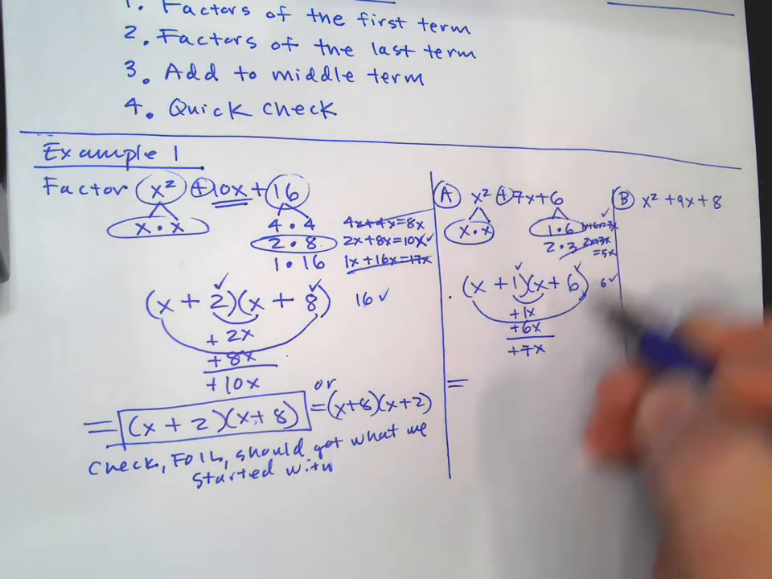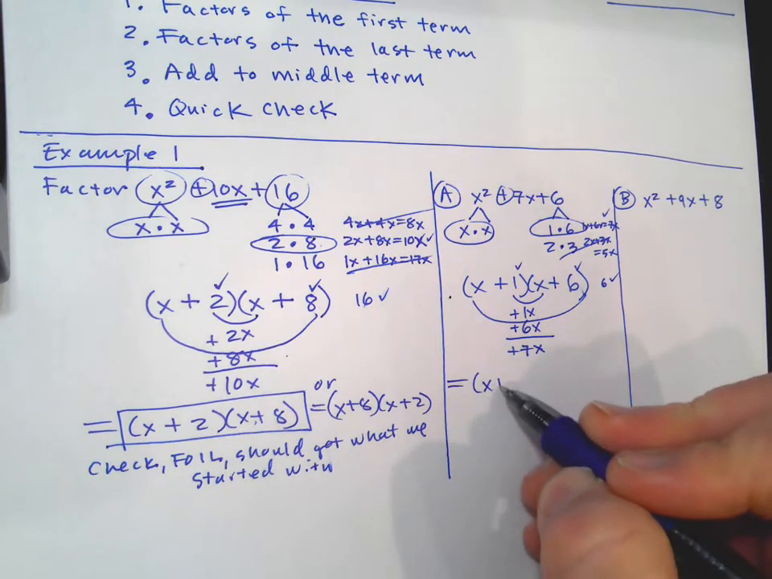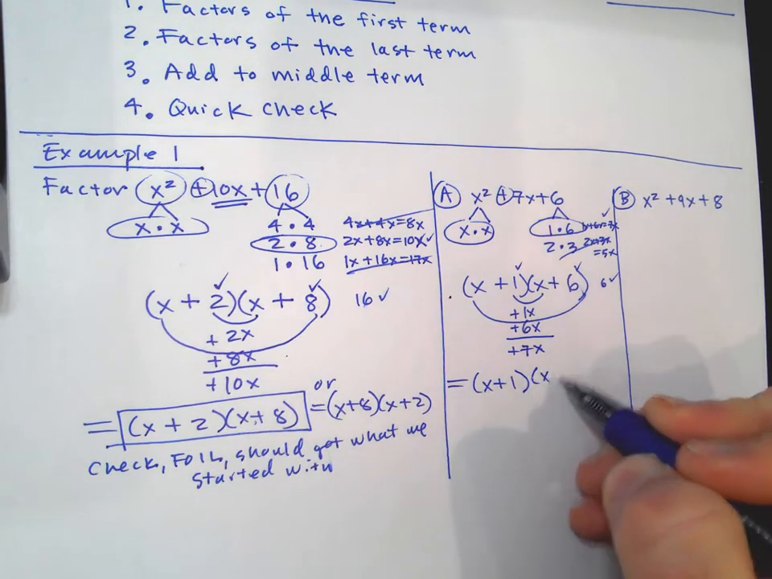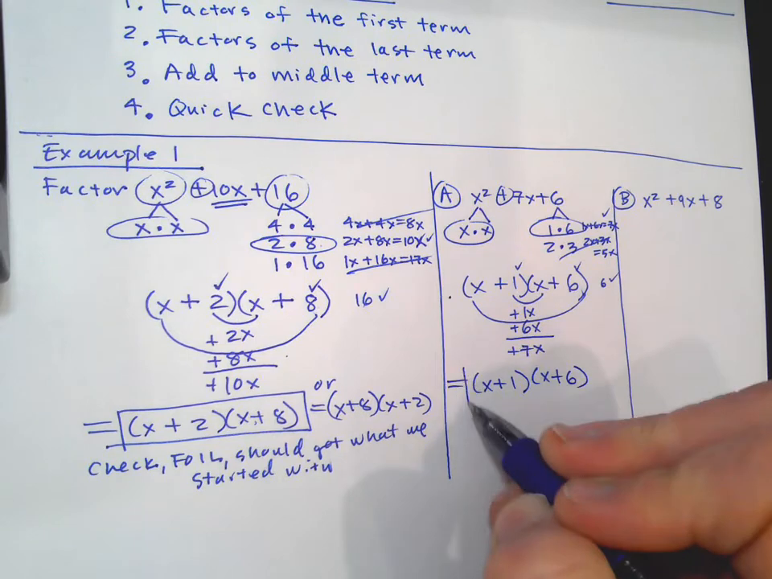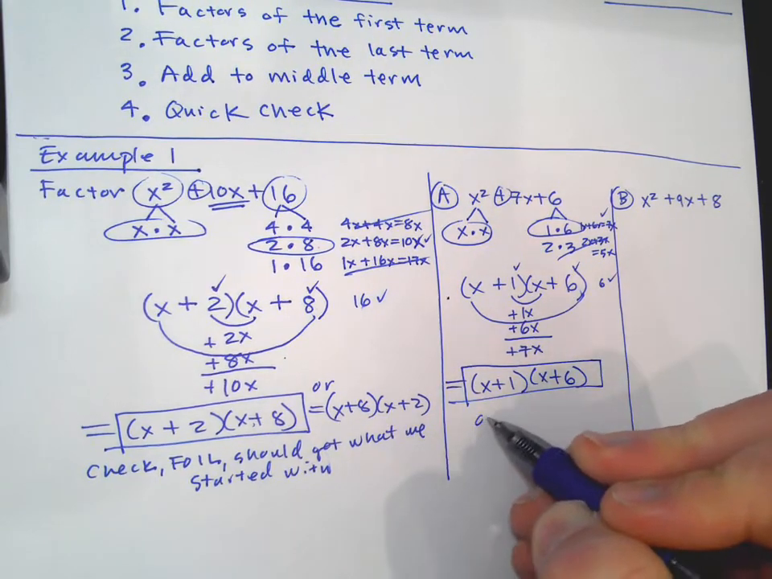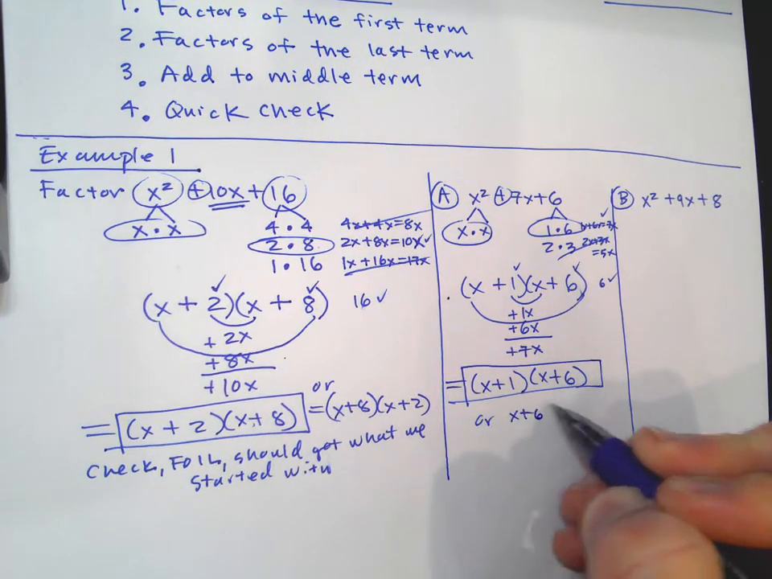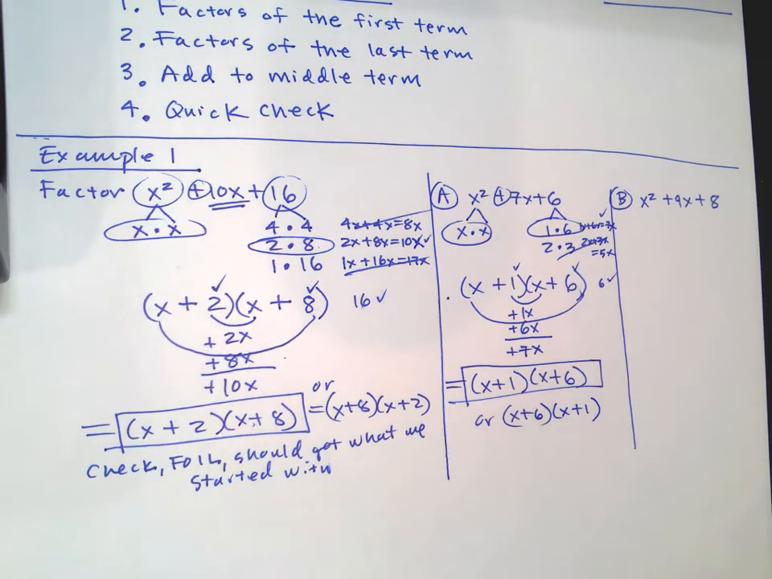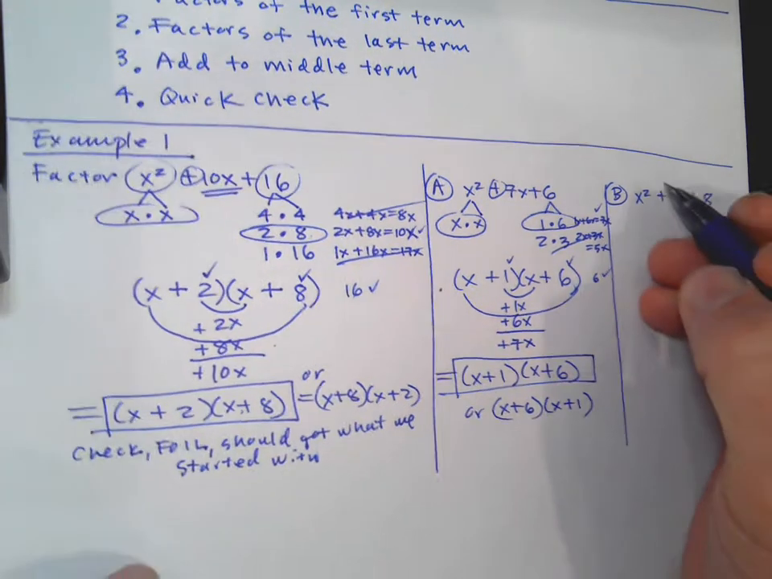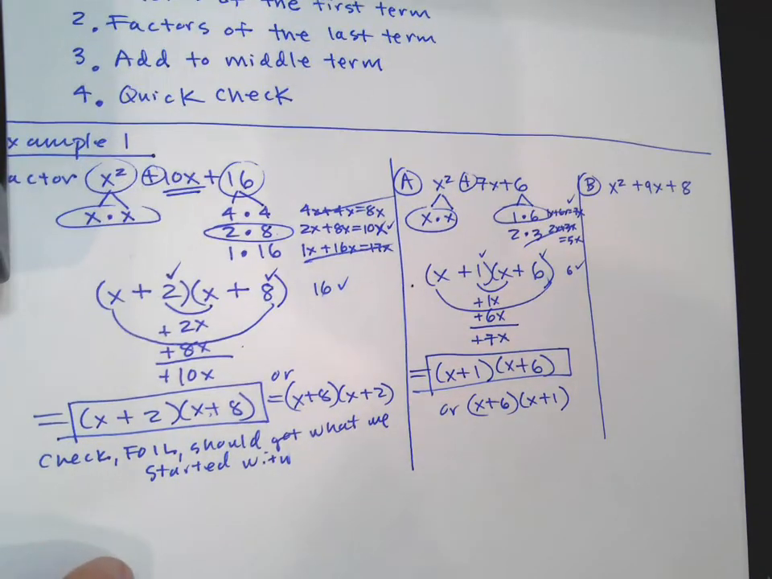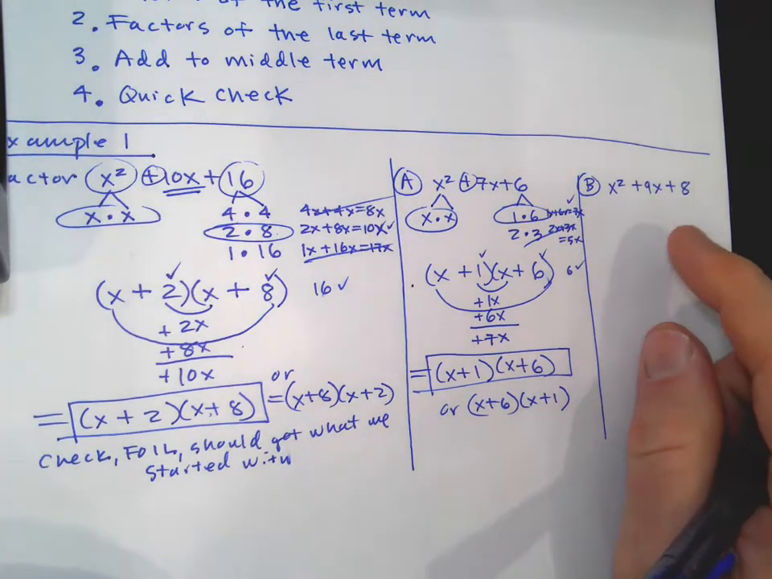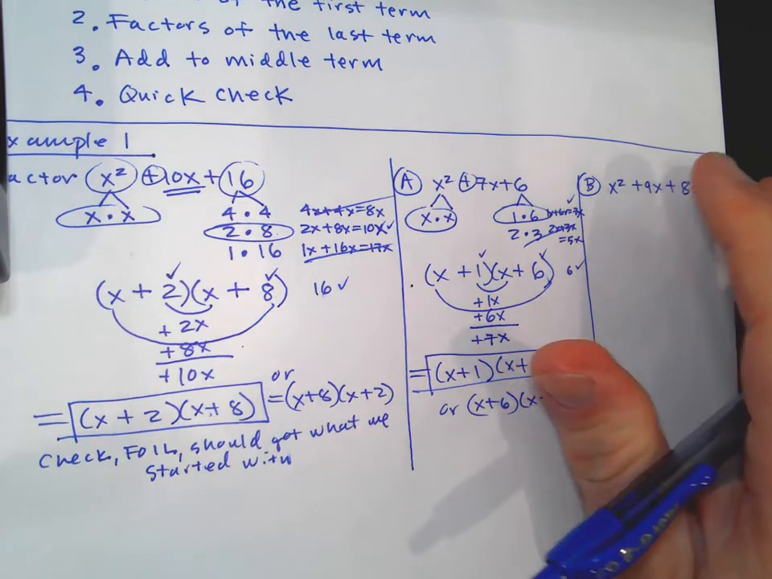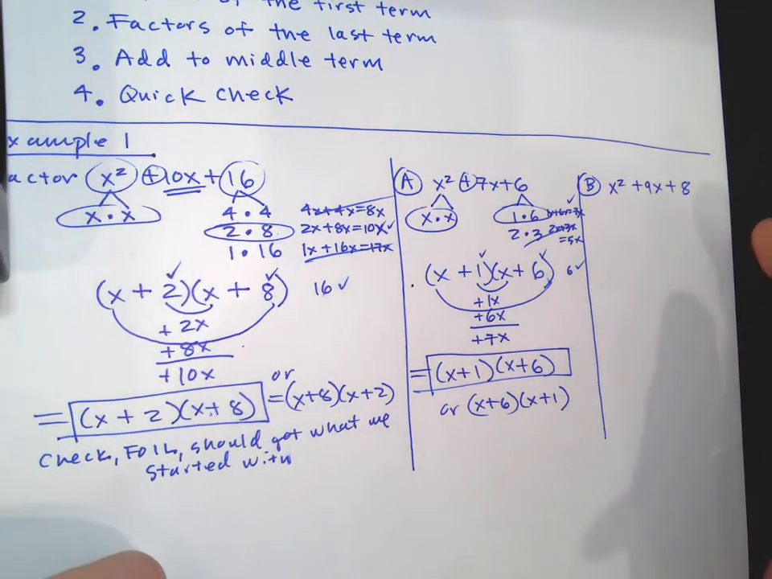That's good. So your final answer is x plus 1, x plus 6. Or you could write it x plus 6, x plus 1. Doesn't matter. Both are just as good as the other. Okay, now I want you guys to see if you can try this one on your own. So pause the video, try this on your own, and then restart the video and make sure that you got it right.